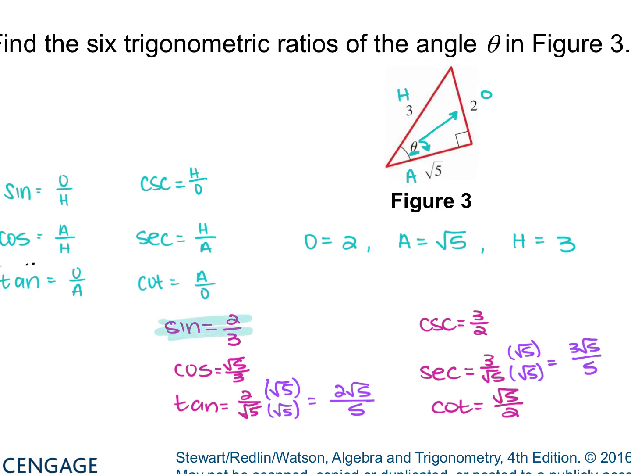So we have sine, that's 2/3. Cosine, that's the square root of 5 over 3. Tangent, that's 2 square root 5 over 5. Cosecant, that's 3 over 2. Secant, that's 3 square root 5 over 5. And cotangent, that's the square root of 5 over 2.